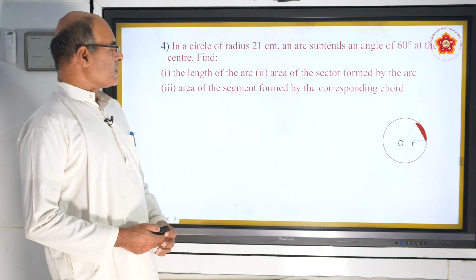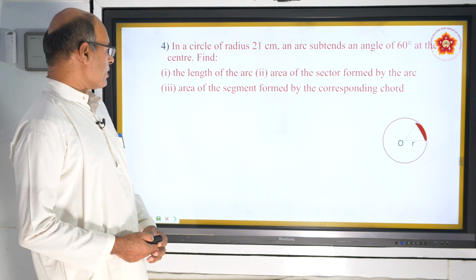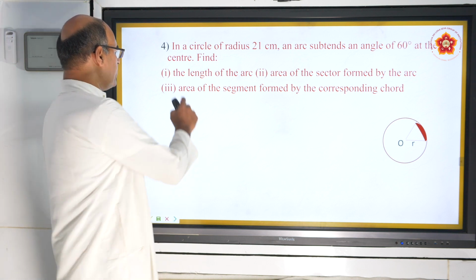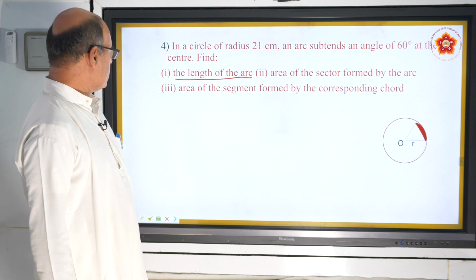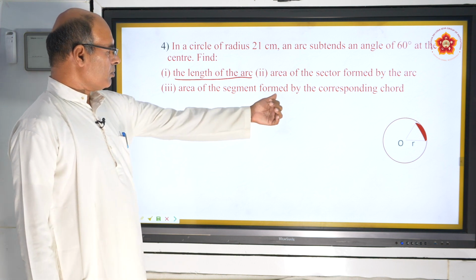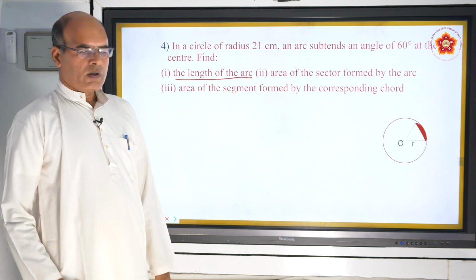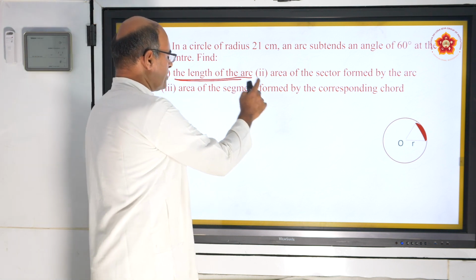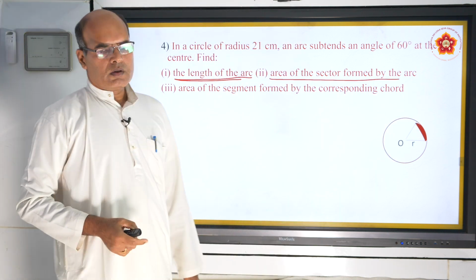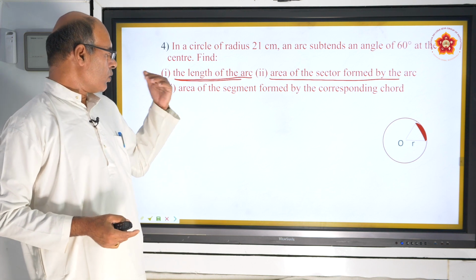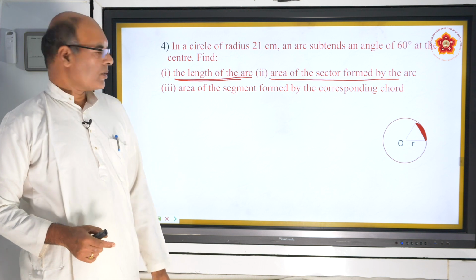In a circle of radius 21 centimeter, an arc subtends an angle of 60 degrees at the center. Find the length of the arc, the area of the sector formed by the arc, and the area of the segment formed by the corresponding chord. I hope I need not do the solution for the first two sub problems.